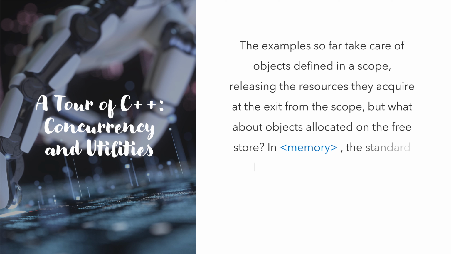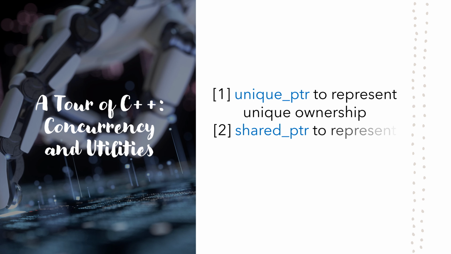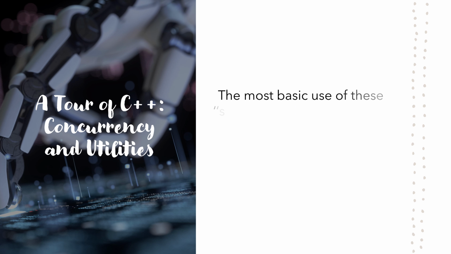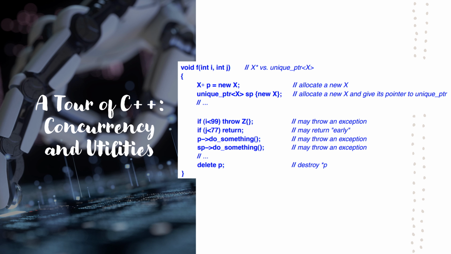In <memory>, the standard library provides two smart pointers to help manage objects on the free store: 1. unique_ptr to represent unique ownership. 2. shared_ptr to represent shared ownership. The most basic use of these smart pointers is to prevent memory leaks caused by careless programming. For example, void f(int i, int j), X* p versus unique_ptr<X> sp.